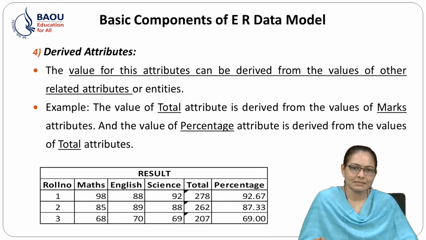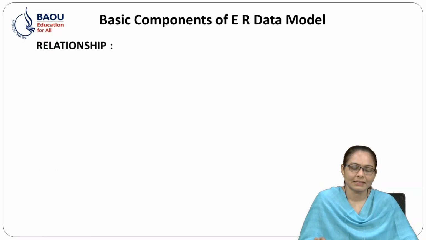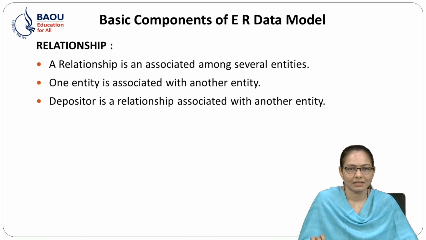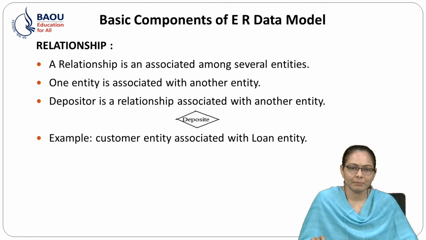Now the next is relationship. What do you mean by relationship? Relationship is an association among several entities. One entity is associated or related with another entity; that is called the relationship. Depositor is the relationship. See in the figure. A diamond shape is used for the relationship.